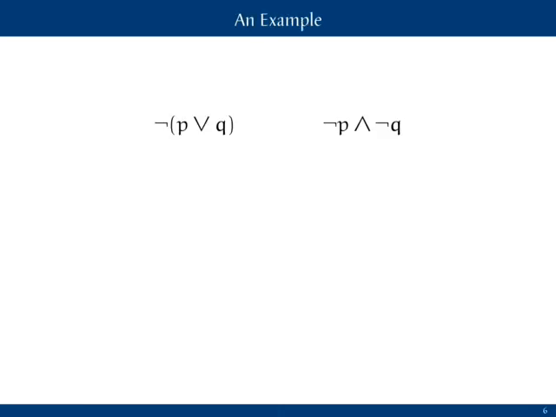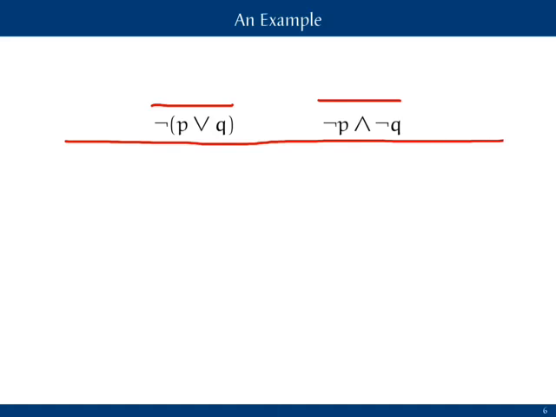Let's work through an example. What I've got here are two formulas. This one, on the left, is a negation of a disjunction. It says it's not the case that either P or Q, and this one on the right is a conjunction of negations. It says not P and not Q. And what we'll do is we'll work through a truth table for both of these formulas. And so I'll do this in some detail.